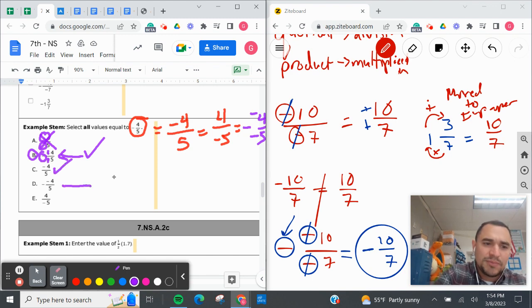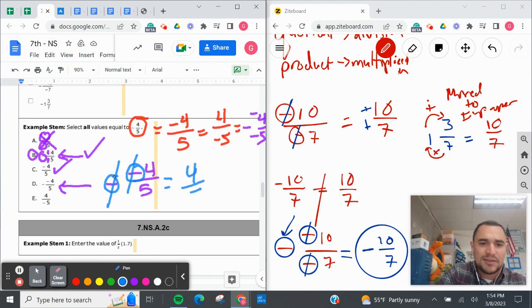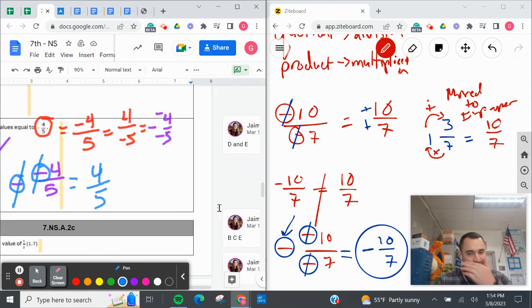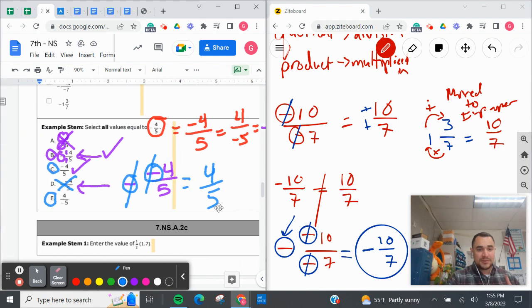Here's a tricky one. This one is saying a negative 4/5, but realize that this is a negative and a negative. Those cancel out, so that is a positive 4/5. So it can't be D. And then E is also correct. So it should be B, C, and E for our answer. B, C, and E. That's what I have. So let's keep it going.